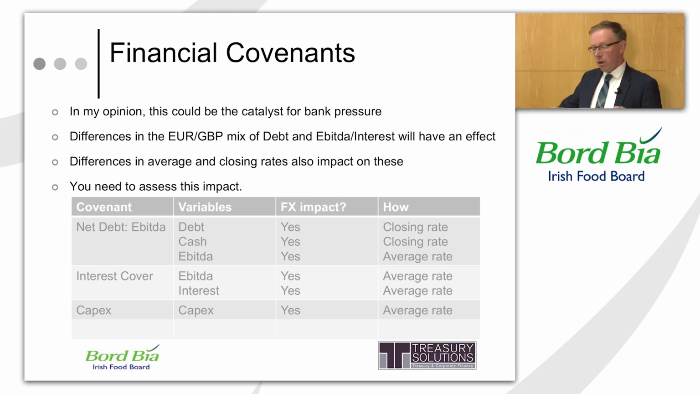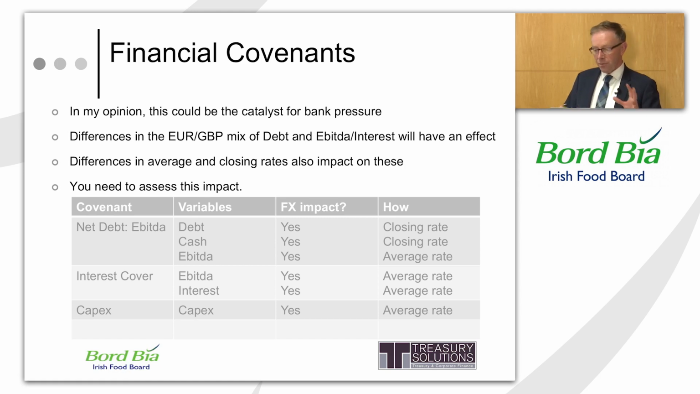Interest cover is the ratio of your cash profits before interest and tax, or EBITDA, to interest. Both of those can be impacted by foreign exchange, but at least both of them are at an average rate, so you've got some level of comparability. And most banking agreements will also have what they call a capital expenditure, a CapEx covenant, and that's an absolute amount. But again, if you're buying some of your stuff in sterling and some of it in euros, it could be impacted upon by different exchange rates.